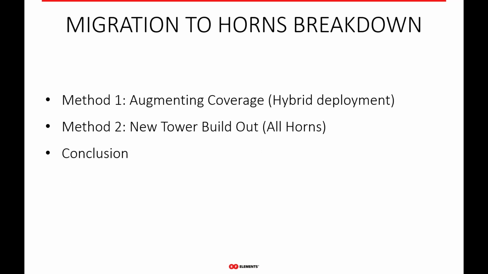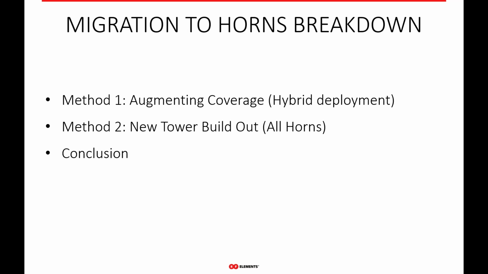So the presentation is broken down into two different migration paths. There's really two kinds of methods out there. The first method we'll talk about is the augmented coverage or the hybrid deployment. This is basically utilizing horn antennas and your current antenna technology at the same time, so we'll go through different methods and how you can use them both as you transition. Of course, the second method is just the full out, new tower build with nothing but horns. And then finally, there'll be a conclusion at the end to recap everything that we talked about.